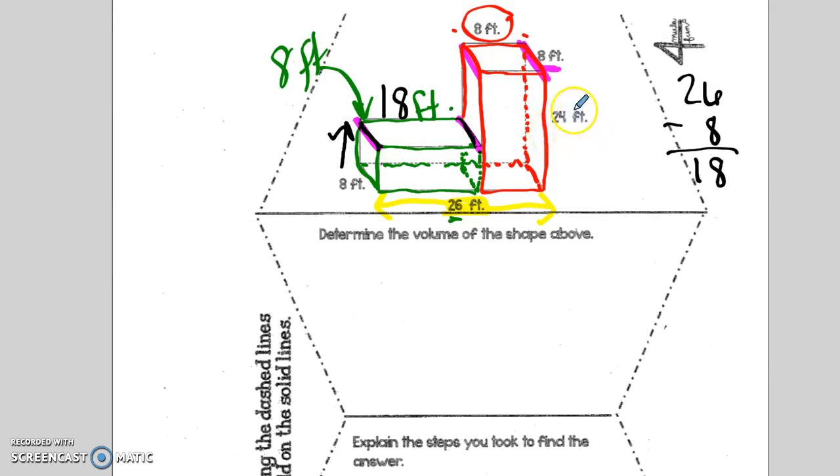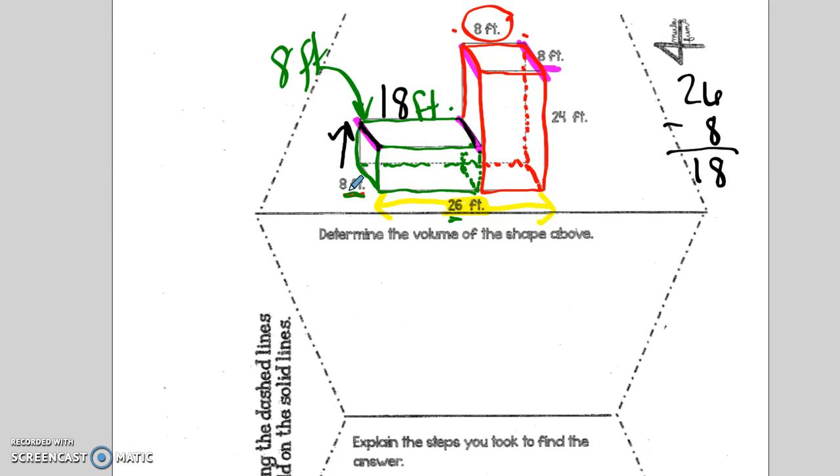Let's check in with the green guy. We've got a length of 18 feet. We've got a width of 8 feet. And we've got a height. Remember how we adjusted this image? Yeah, we got a height of 8 feet. Oh, green, come on now. There we go. A height of 8 feet.